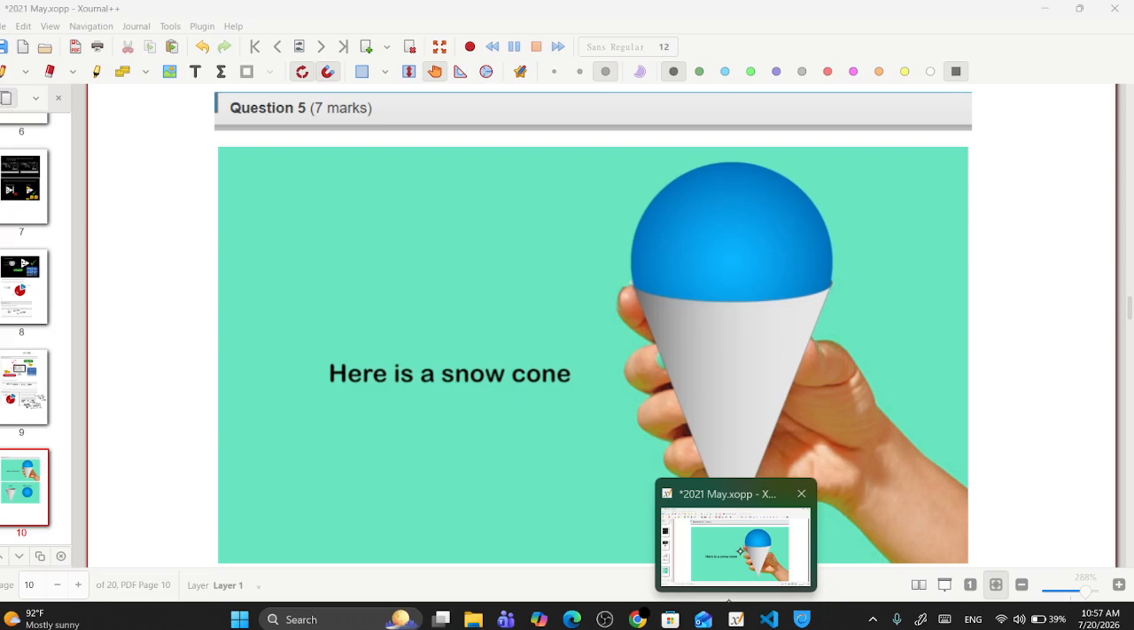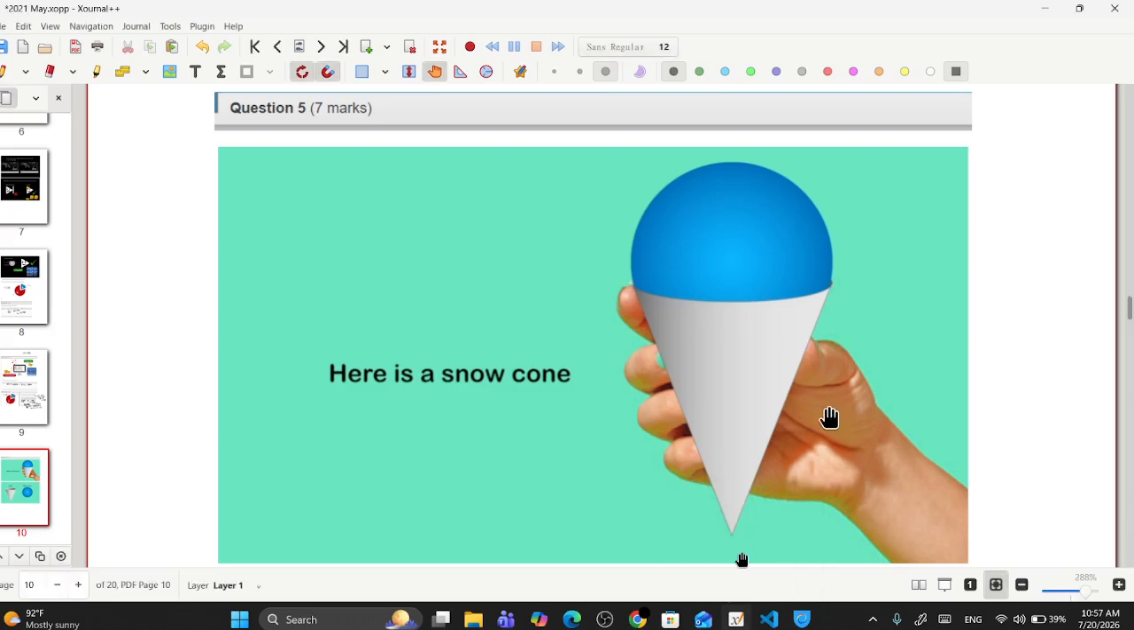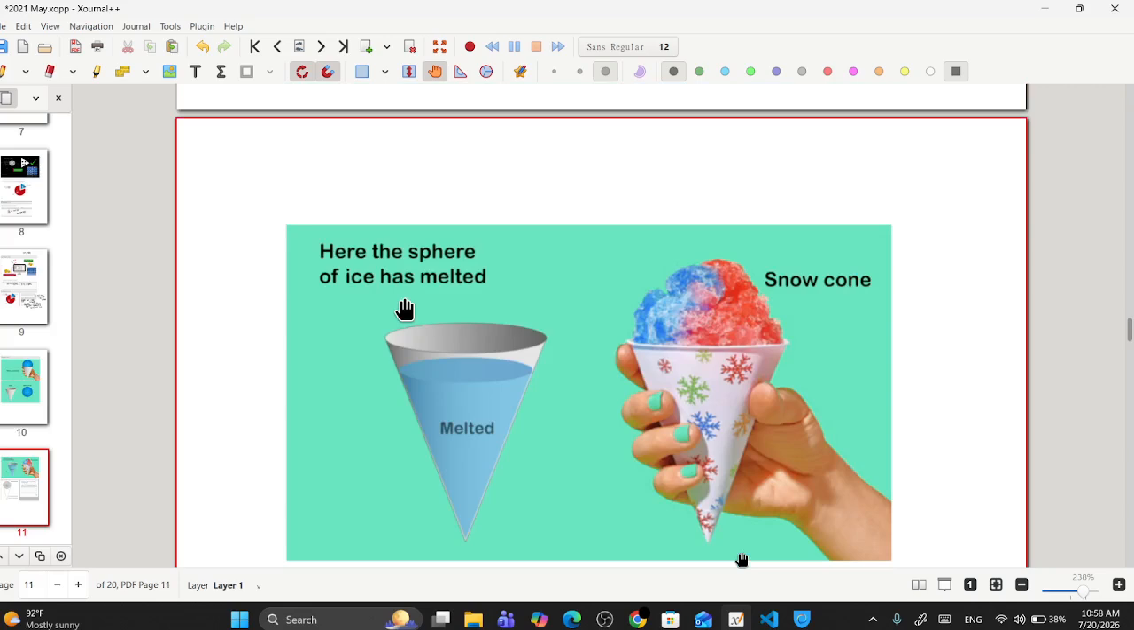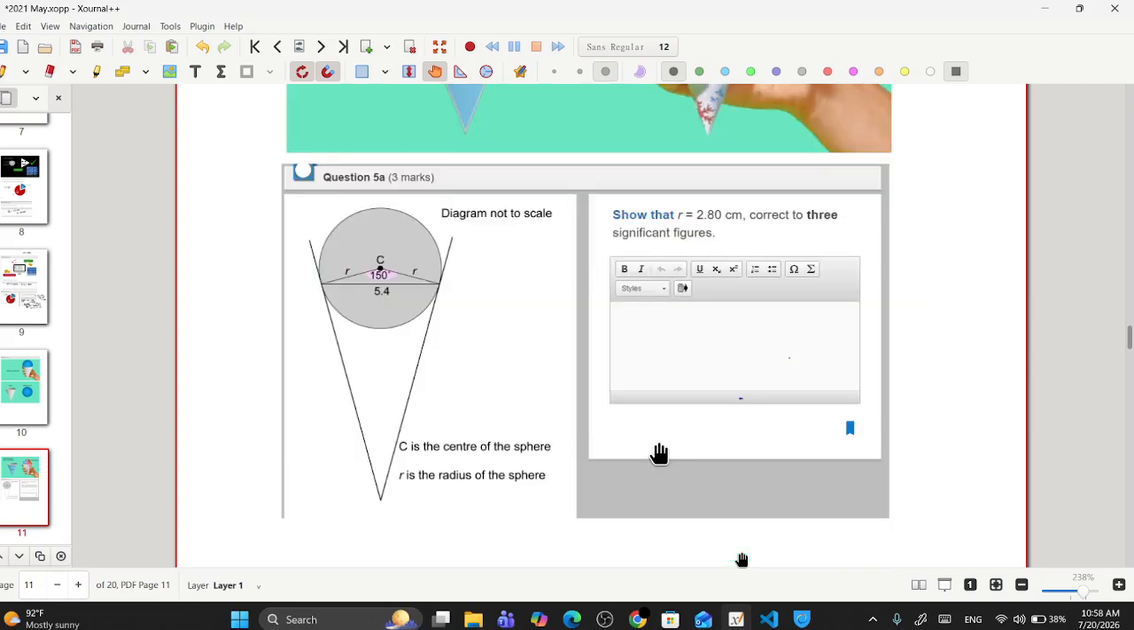Alright, then it says, here is a snow cone. It basically is a mixture of a cone and a sphere of ice. Alright, we know this. Here the sphere of ice has melted. The melted part is going to be considered as liquid because it has its own volume. Show that R equals 2.8 centimeters, correct to three significant figures.